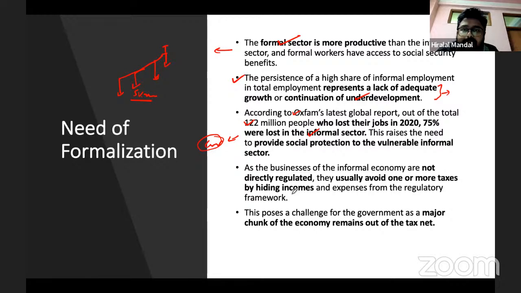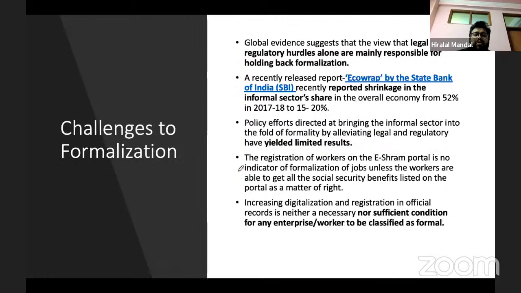We have seen this impact with the implementation of GST. With the implementation of GST and BHIM, or online transactions, that has greatly helped in the formalization of the economy. It has multiple benefits as well. All right. So these are the reasons why we need to go for formalization.